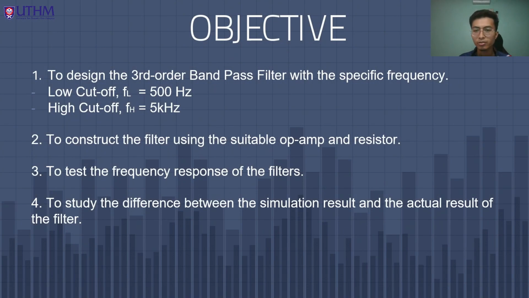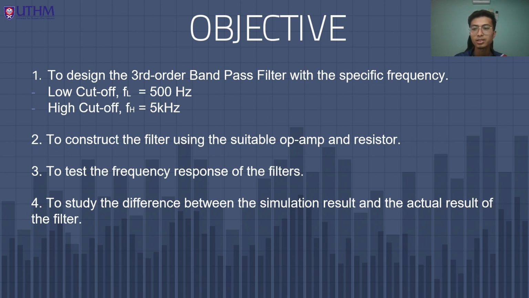So the objective of this project, the first one: in our section, Dr. Jais already listed out specific specifications for each group. For our group, which is group 3, we are tasked to design the third order band pass filter with the specific frequencies: the low cutoff, FL equals 500 Hz, and the high cutoff, FH equals 5 kHz. The second objective is to construct the filter using suitable op-amps, resistors and also capacitors. You can see the design in our circuit design.